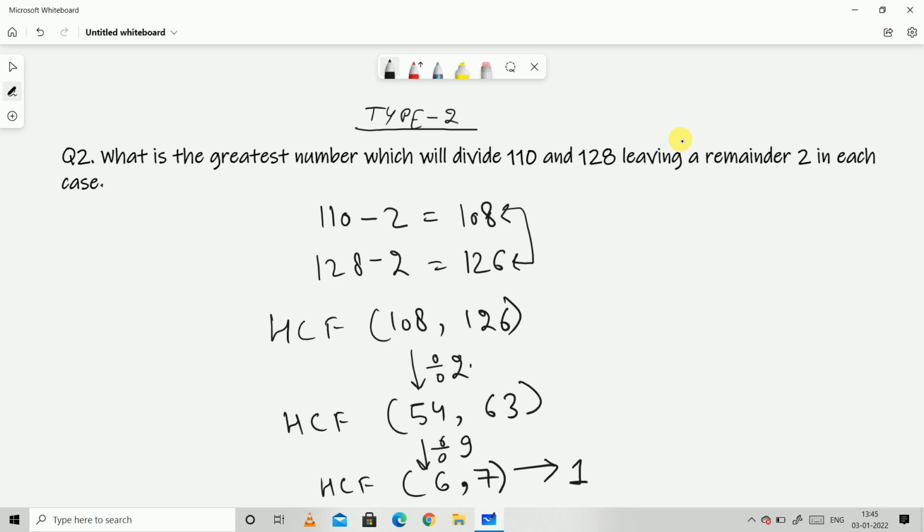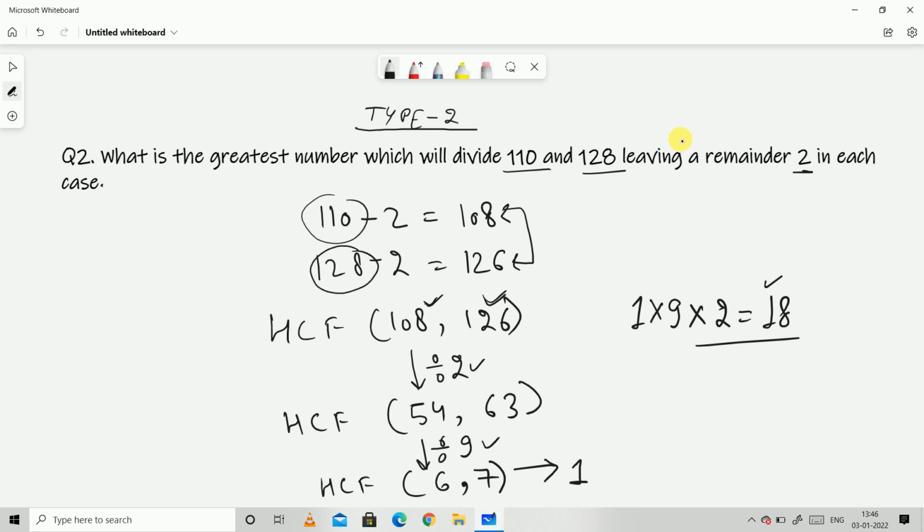Now for the changes that we made, we need to compensate. I divided by 2 and I divided by 9, so I need to multiply by 9 and multiply by 2. So what I get? 18. So 18 is my answer. Okay, 18 is the greatest number which will divide these two and leave a remainder of 2 in each case. Since 18 is the HCF of 108 and 126, which we got after subtracting 2, 18 is going to completely divide these two numbers. But in case of 110 and 128, it is going to leave a remainder of 2.